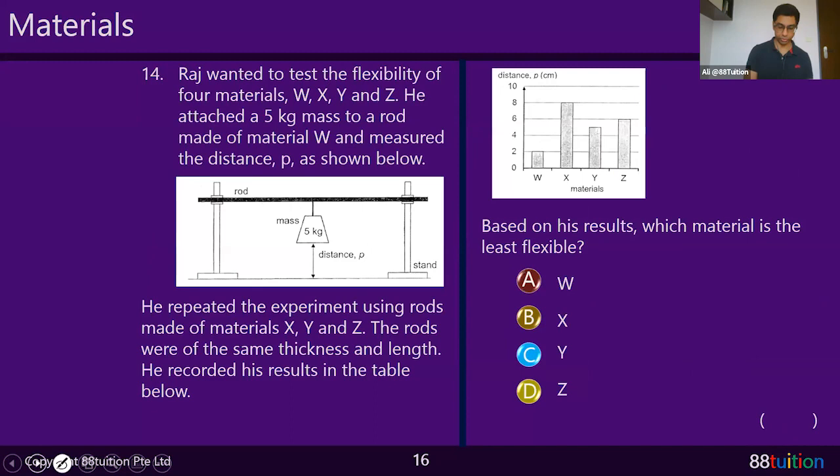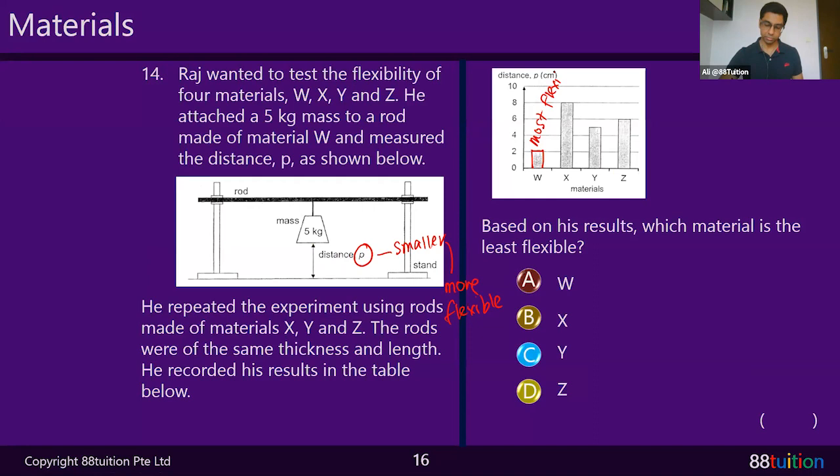Now, this distance, again, I'm going to pick out what is the important thing that you may not have realized. The smaller the distance P, the more flexible it is. Smaller distance means more flexible. Why? Because it can bend lower. So the smallest distance P is this one, and it is the most flexible.